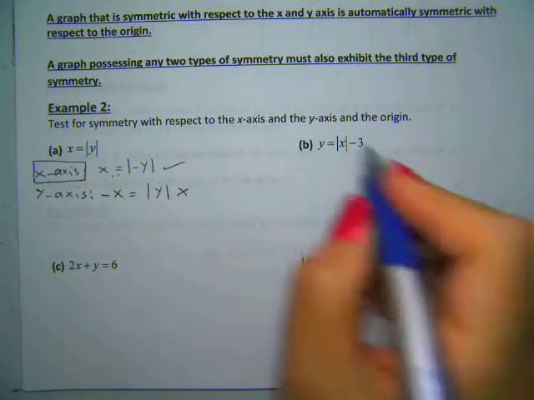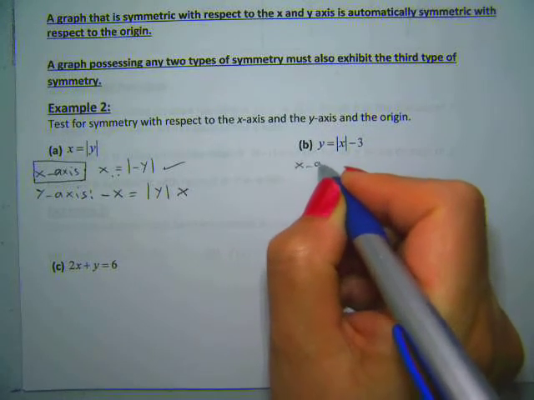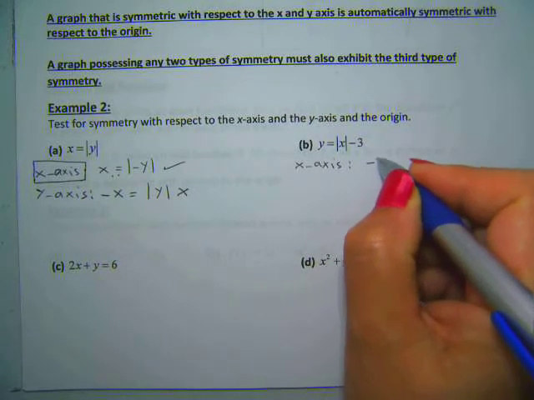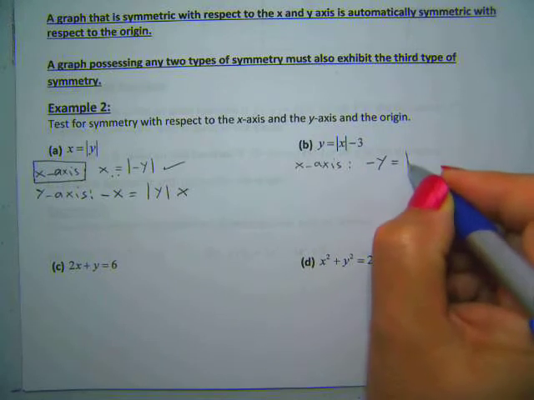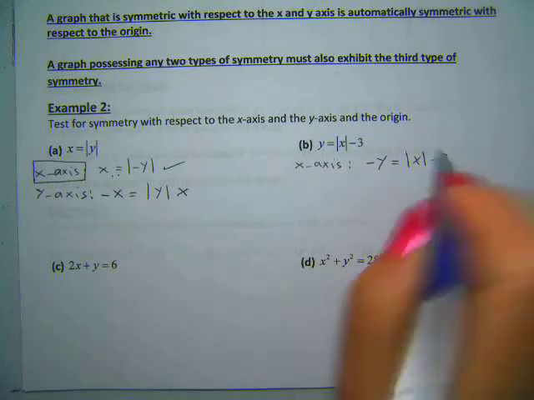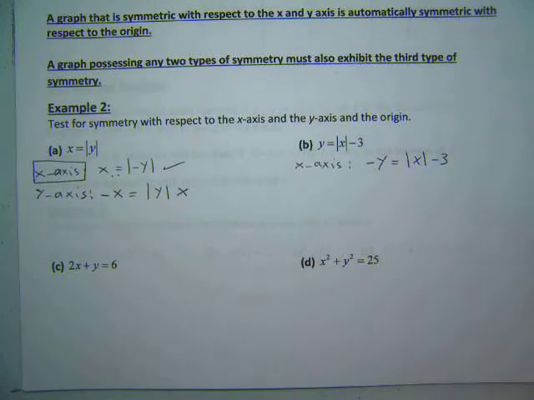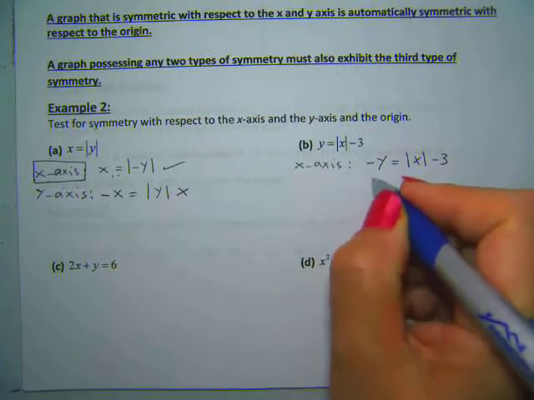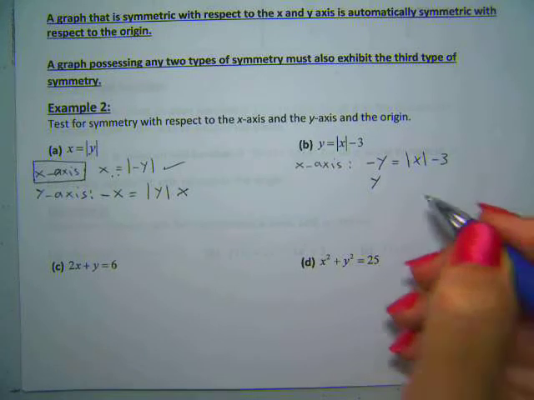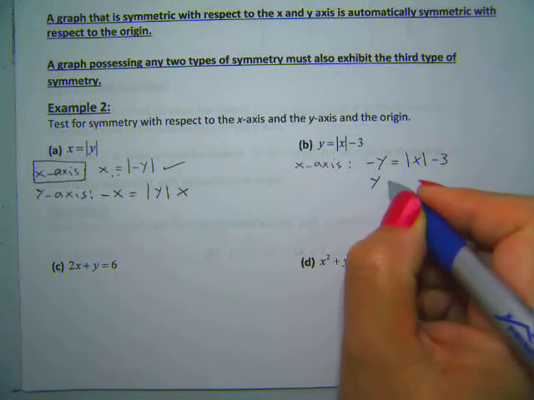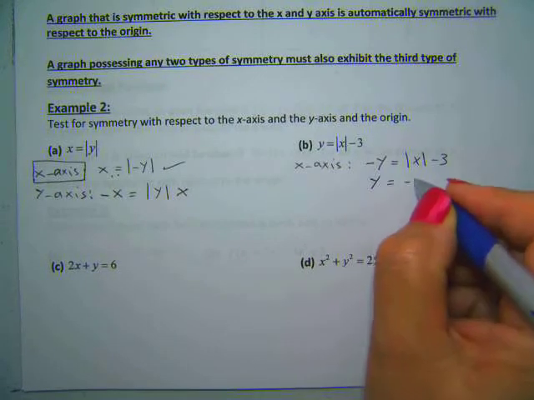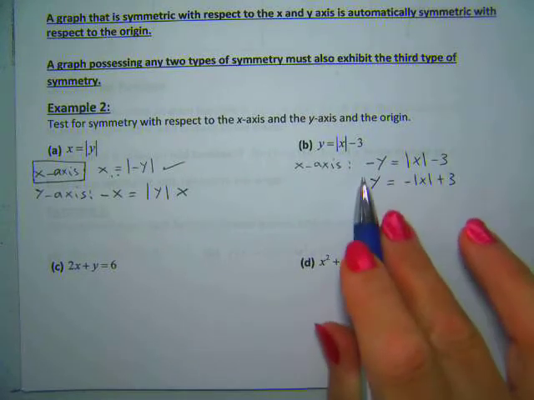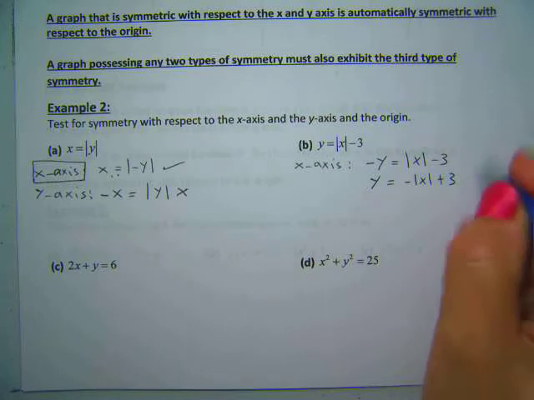Let's try it again. Let's test the x-axis symmetry, meaning replace y with negative y. Now, is this equivalent to this? Let's say you're not sure, like here. Just multiply the whole equation, because we say equivalent. Multiply by -1 to get this. Again, now look, is this equivalent to this? Absolutely not.